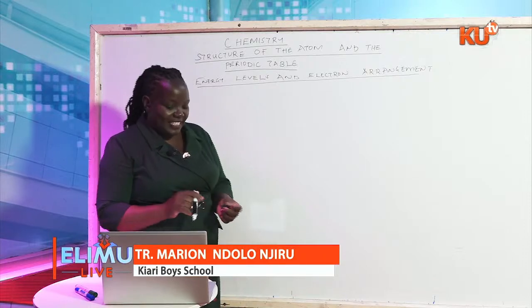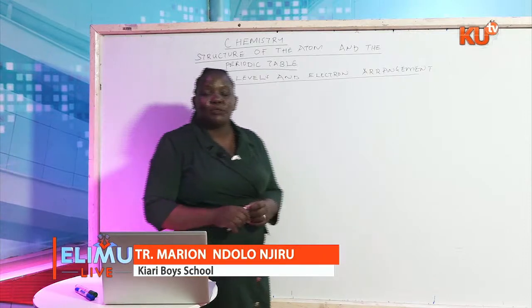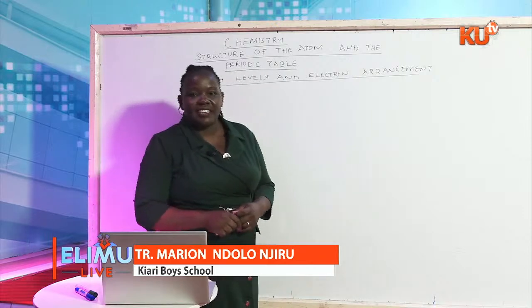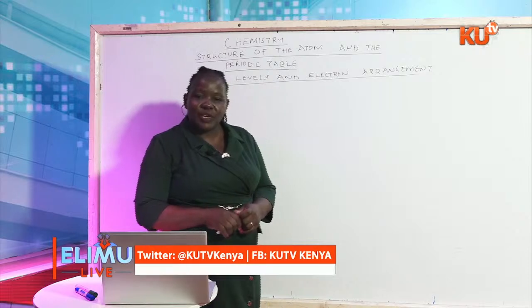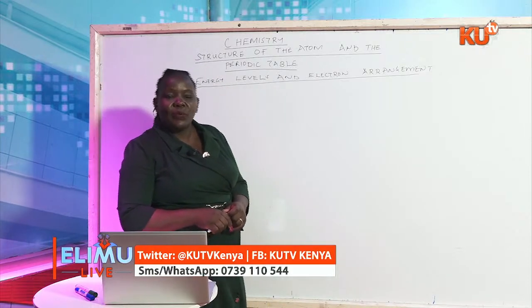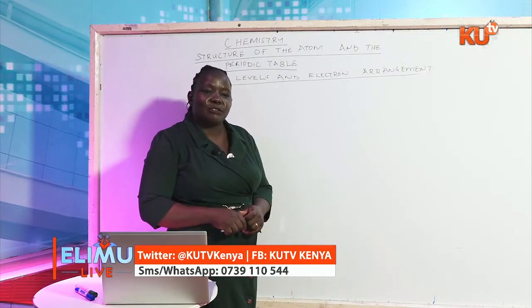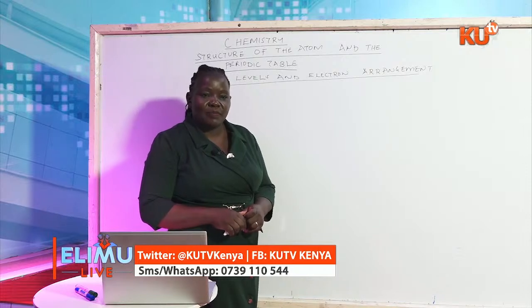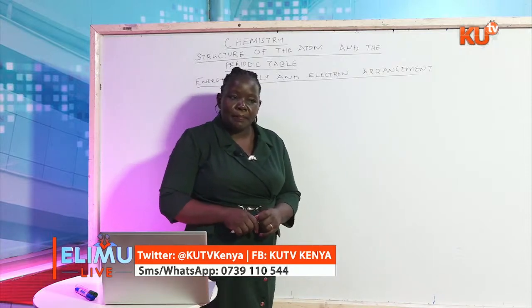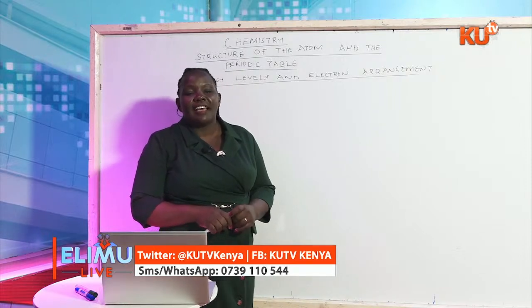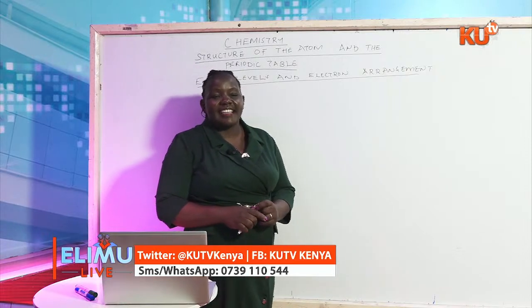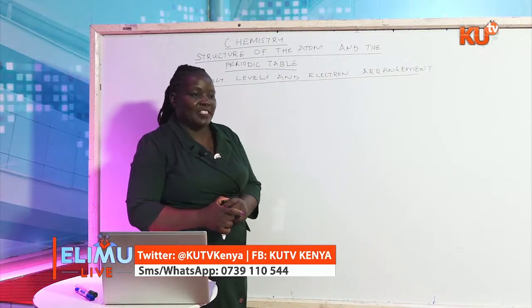I want us to start by looking at what we looked at in our previous lesson. In our previous lesson, we looked at the structure of an atom. What are the subatomic particles of an atom? Leonard? Correct. We have the protons, the neutrons, and then we have the electrons.